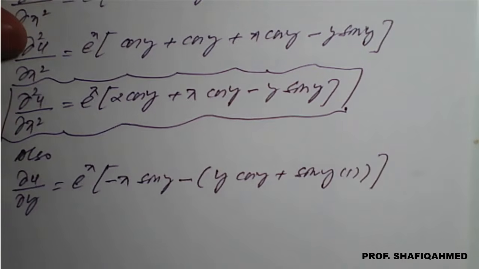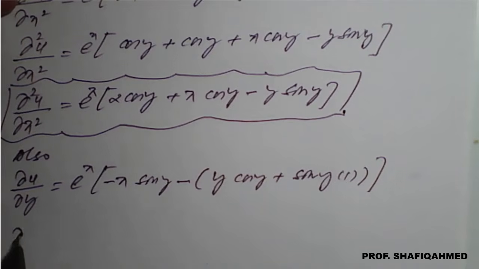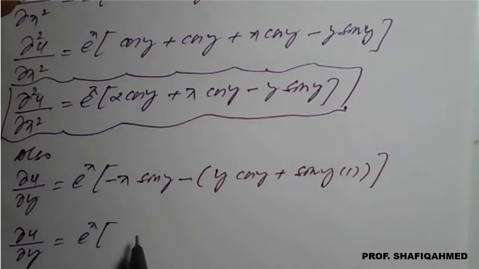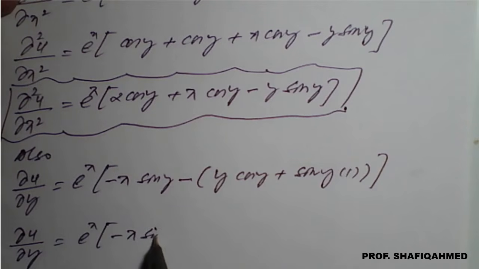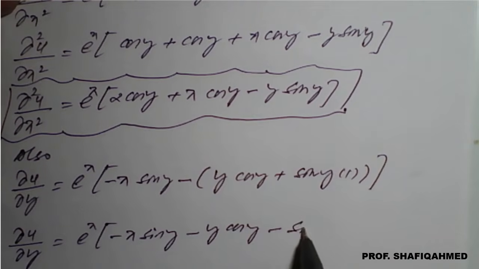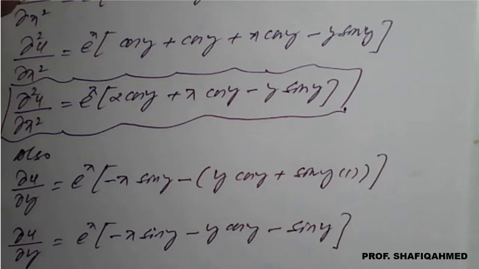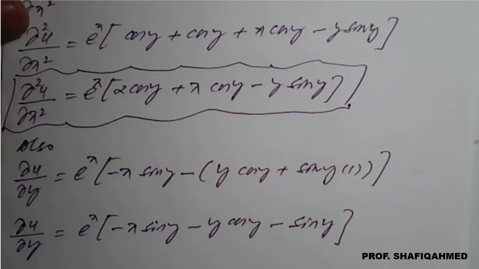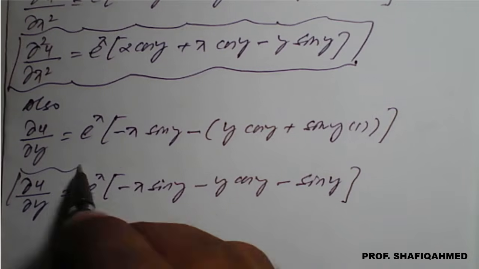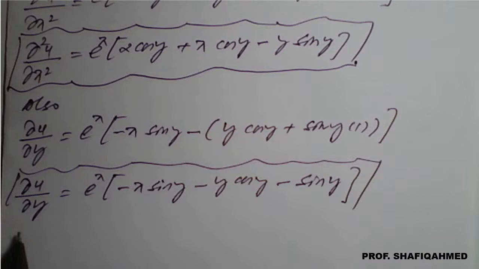So therefore, on simplification, ∂u/∂y is equal to e^x as it is, minus x sin y minus y cos y, minus into plus is minus sin y. So this is our ∂u/∂y, the partial derivative of u with respect to y.